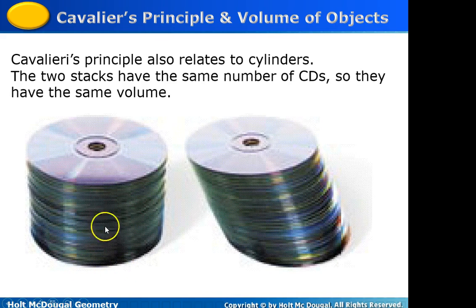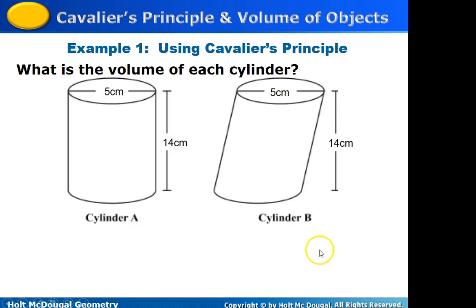If we talk about these two cylinders here, if we were to stack all these CDs right on top of each other, we would have a base that's a circle, and the height. In here, this is the same number of CDs, so it still is the same base because the CDs would be the same size and the same height. So the fact that this is slanted does not change the volume because the height would still be the same. Here I would like you guys to go ahead and compute the volume of cylinder A and cylinder B.